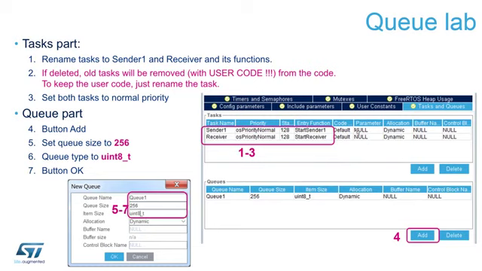So this way we are able to send up to 256 bytes inside the queue. And when you press OK, it will instantiate the queue, and when you generate the code later, it will create the queue at the beginning before launching the FreeRTOS.